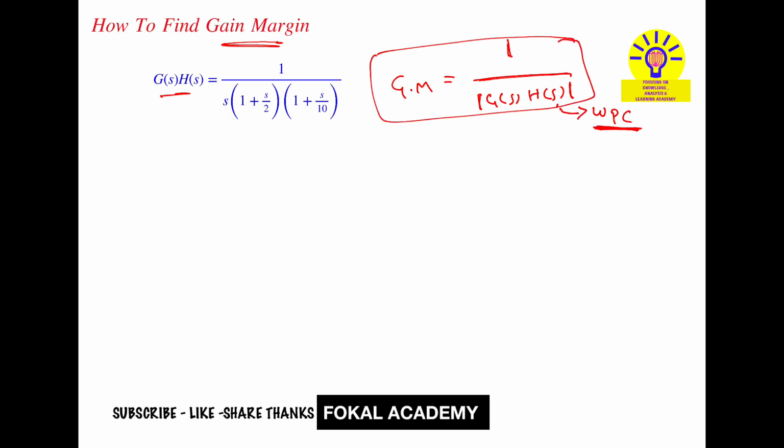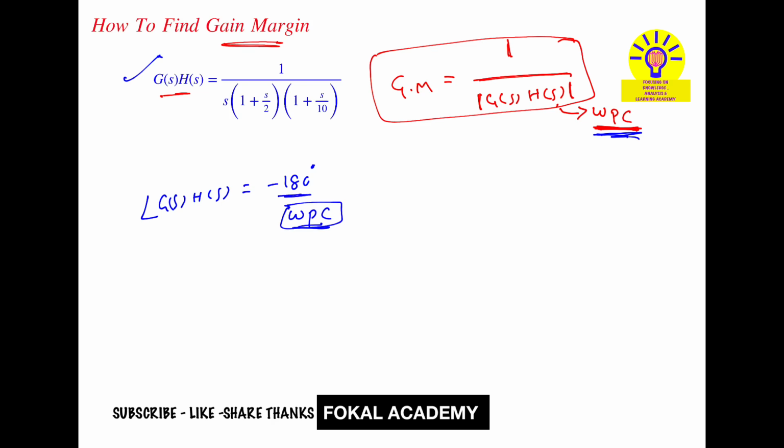Now let's see how to find the phase cross frequency. What is the phase crossover frequency? The frequency which gives a phase angle of minus 180 degrees is called the phase cross frequency. That is, the phase angle of the G(s)H(s) function gives minus 180 at a certain frequency, and that frequency is called the phase crossover frequency. That means find the phase angle, and from that we can simplify it to get the omega value, called omega pc, by equating to minus 180 degrees.